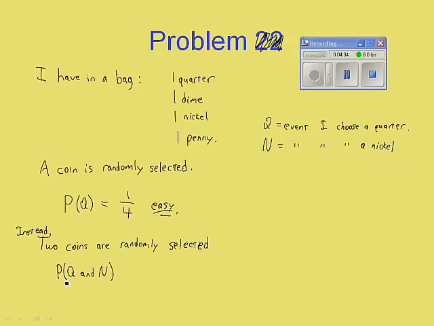Now wait a minute. Explain what this means to the person next to you. I'm trying to compute what are the chances that when I reach in and pull out 2 coins, I get what? The quarter and the nickel. Talk to someone near you about what that is. What do you think that probability is?